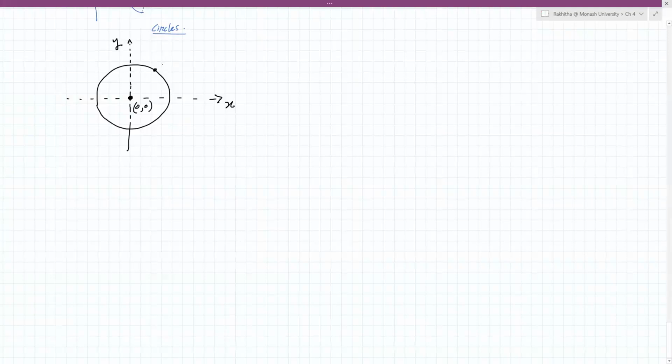Consider a point here, and the coordinates you can say x and y. Then you can have this right angle triangle, right? Suppose the radius is r. If the radius is r, using Pythagoras theorem, you can write x squared plus y squared is equal to r squared, right? So now for this system, this is the equation of the circle.